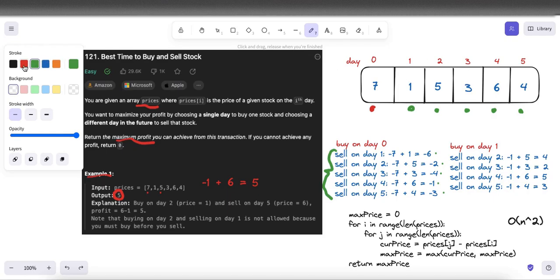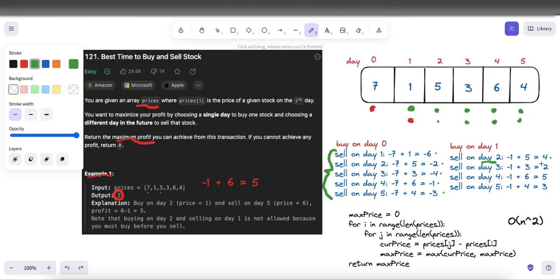We would then go on and consider every possible combination when buying the stock at day 1. Again, we can sell at day 2, day 3, day 4, or day 5. However, we cannot sell at day 0 in this case, and this is because we can only sell the stock after buying the stock. When selling the stock on day 2, when buying on day 1, we get a profit of $4.